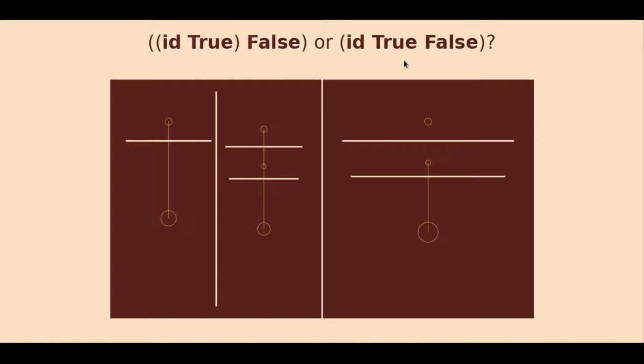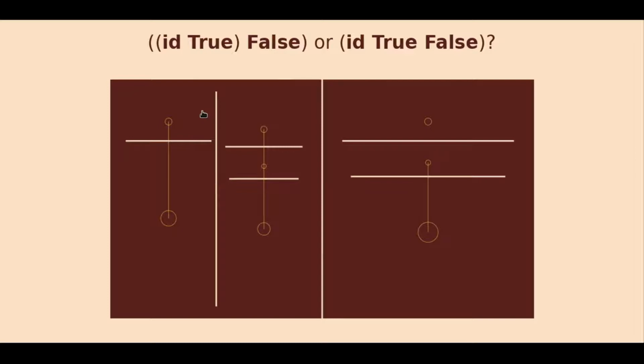This addition to the language is very necessary, even though it doesn't do anything new. It just changes how things are written. For example, this program can be read in two ways. The first way is to group the first application and then apply to the other one, and the second is that we apply this function id to both true and false at the same time.